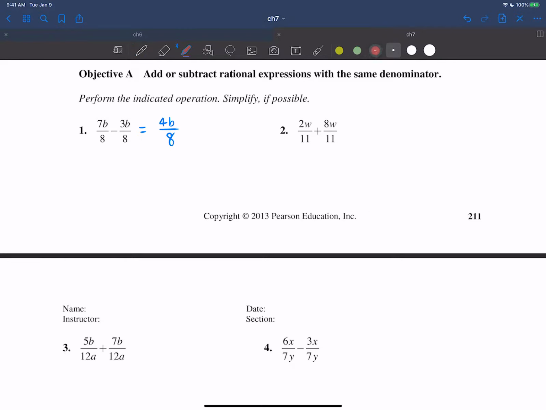4 and 8 do have a common factor of 4. So I could divide both of them by 4 and I'd obtain b over 2, because 8 divided by 4 is 2.